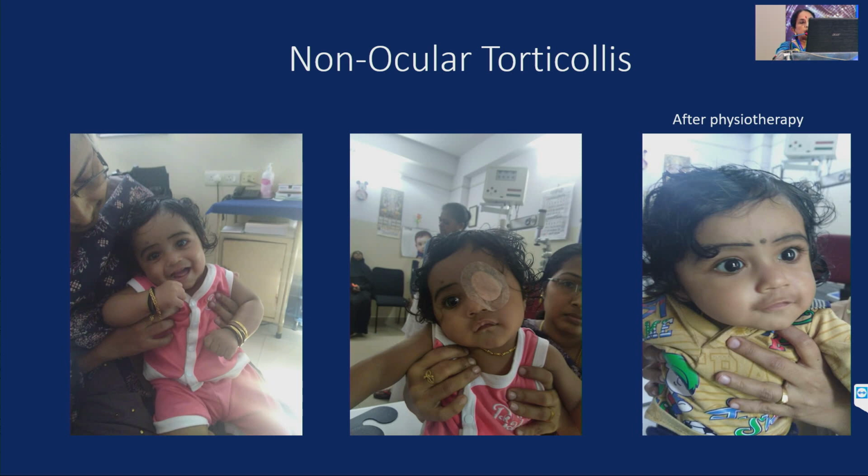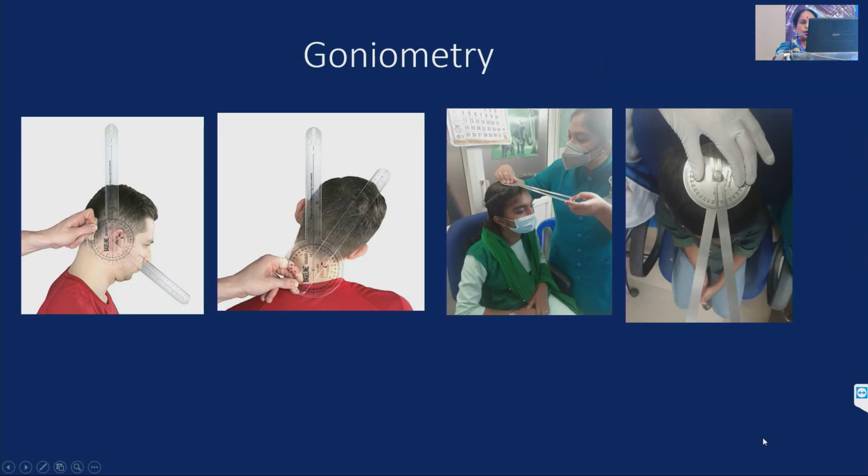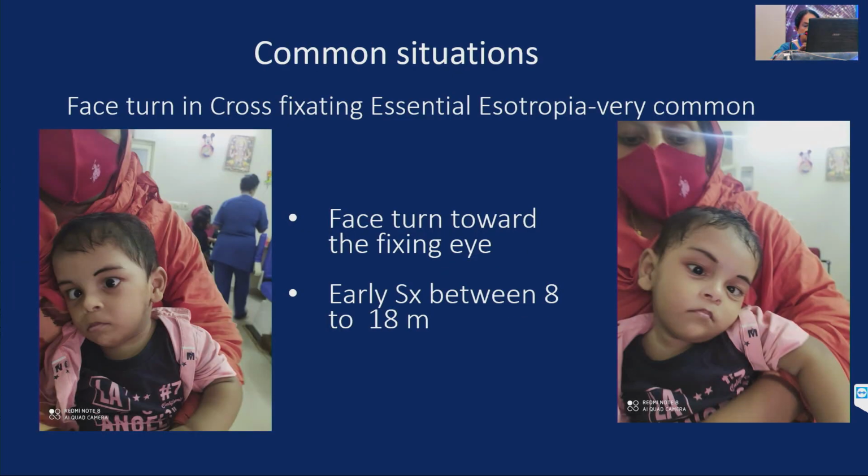And non-ocular torticollis, as you see in this girl, we patched the eye. After some time there was no difference at all, and she had a tight sternomastoid. After physiotherapy she improved. And goniometry with a very simple goniometer can be done to see whether there is chin up or down. Chin up or down measurement can be done, head tilt can be measured, and also face turn can be measured against a straight line compared to the 2 limbs of the goniometer.